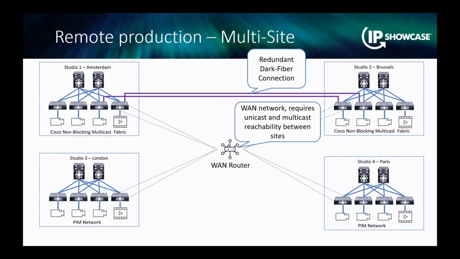I mentioned this, you can have multiple sites. So in this case, I have Amsterdam and Brussels connected through dark fiber, but I occasionally might import some signals from London or Paris, or both. In my case, both. So I might have a public internet or WAN connection connecting between these sites. So I can do that, treat those as different sites in the environment. And I also need to have both unicast and multicast reachability between all of the sites.